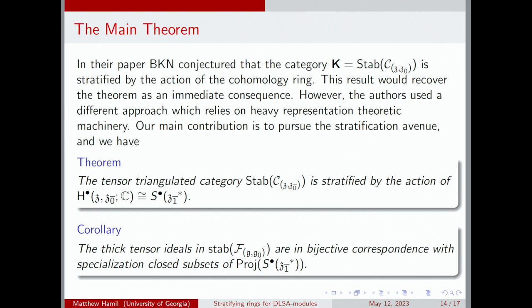And we have the following theorem: that the TTC on stab CZZ0 is stratified by the action of the cohomology ring. As an immediate corollary, the big tensor ideals in the stable module category of the smaller category, the compact part, are in bijective correspondence with the R support of K, which turns out to be the proj of the symmetric algebra on Z1 star. Okay, so maybe let me say a little bit about how you're able to show something like this.